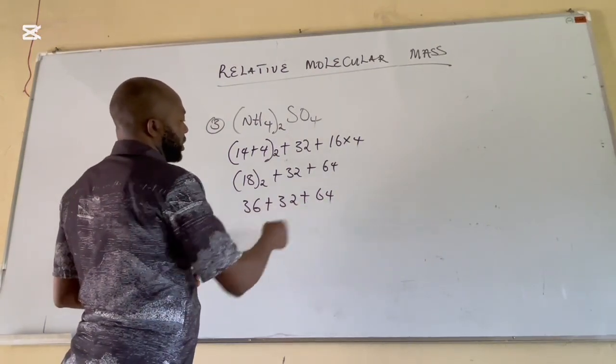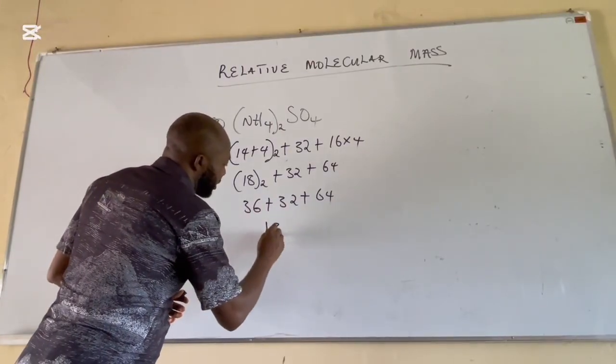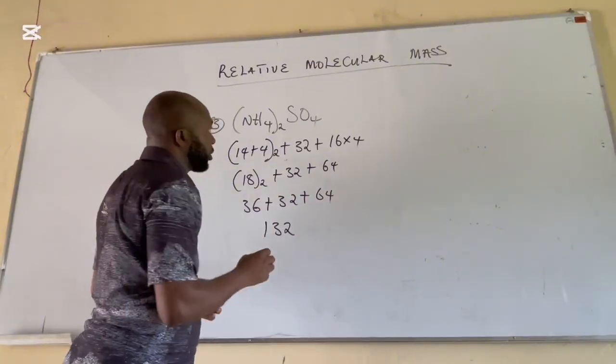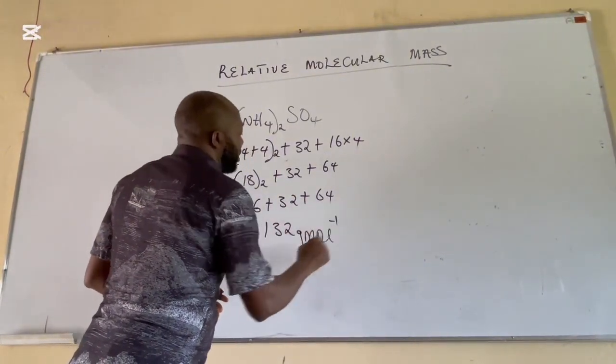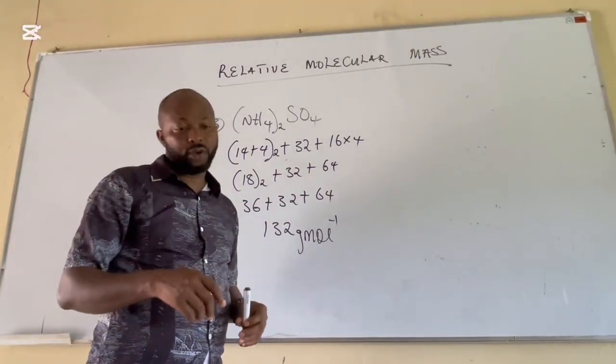132. Plus 64. 132. Everything? Yes. 132. So this is the relative molecular mass of ammonium sulfate. For like, I put in g/mol. So by this, that's how we continue.